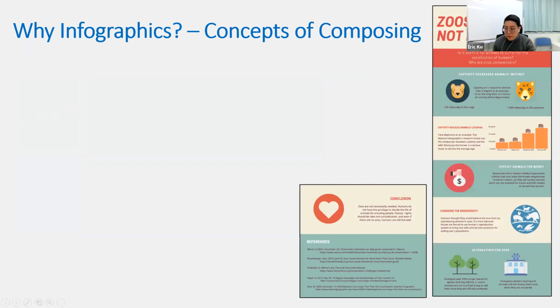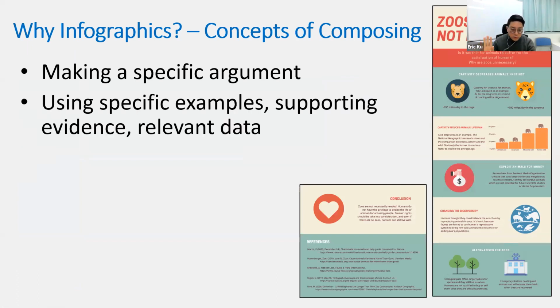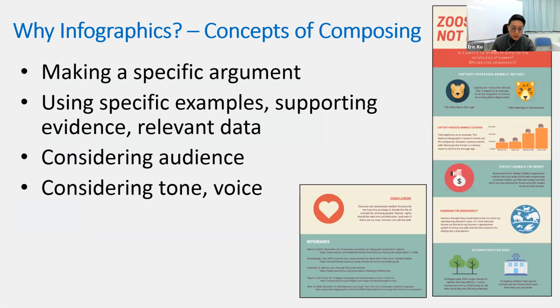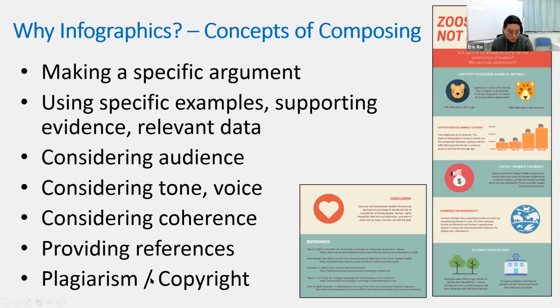Another reason why infographics are useful is because they share a lot of the concepts of academic writing. So for example, needing to make a specific argument throughout the whole infographic. This is student work, by the way. You have to use specific examples, supporting evidence, relevant data, consider audience, consider tone and voice. What kind of tone are the visuals and the colors and the images conveying? Considering coherence: is this infographic conveying a coherent message? And also providing references. So these are all characteristics of the process of making an infographic that overlap with the process of academic writing. And plagiarism, of course.